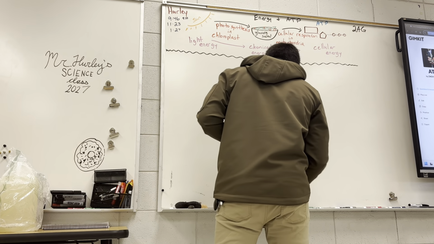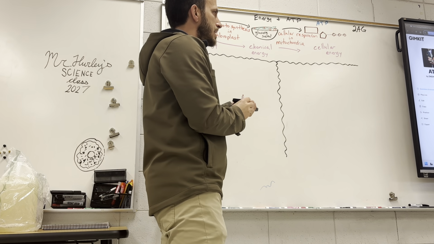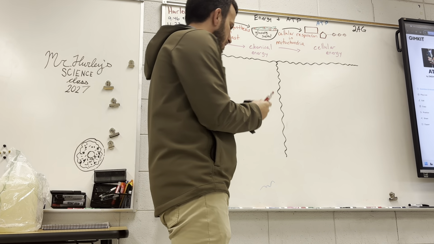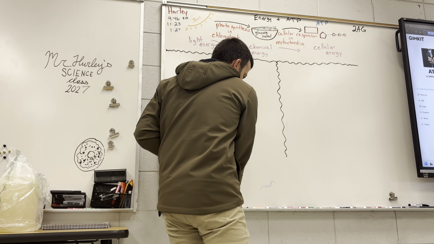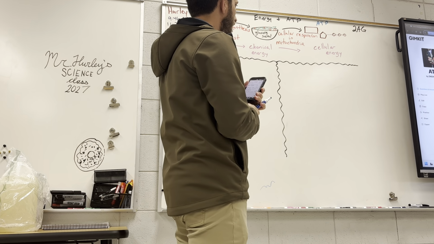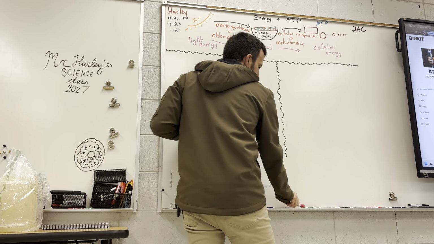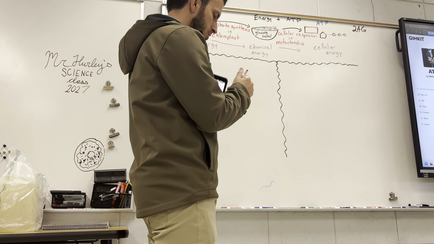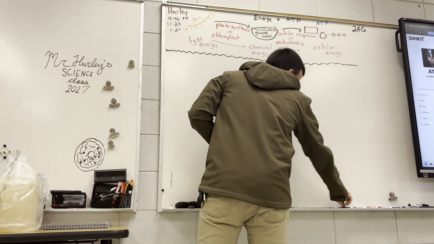So sunlight into sugar, sugar into ATP. Your cells run off of ATP. They don't run off of sugar. They don't run off of sunlight. They run off of ATP. So if you want to use that sugar that we put into our body, like in a salad or a sandwich or something, then we have to turn it into ATP. And the way that we do that is one organelle in the cell called the mitochondria.